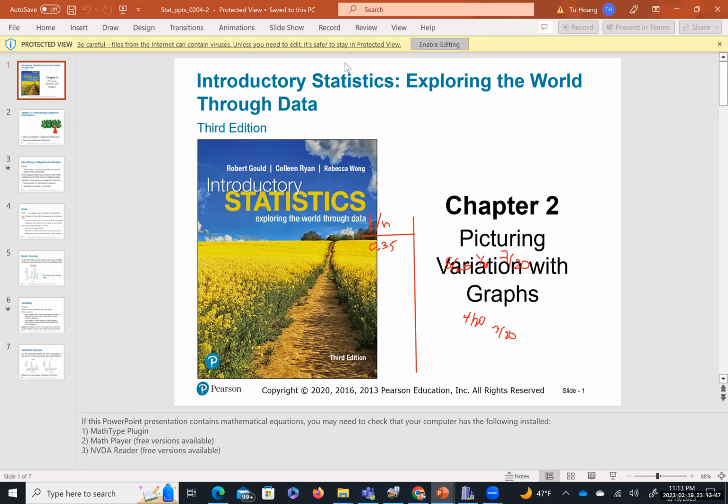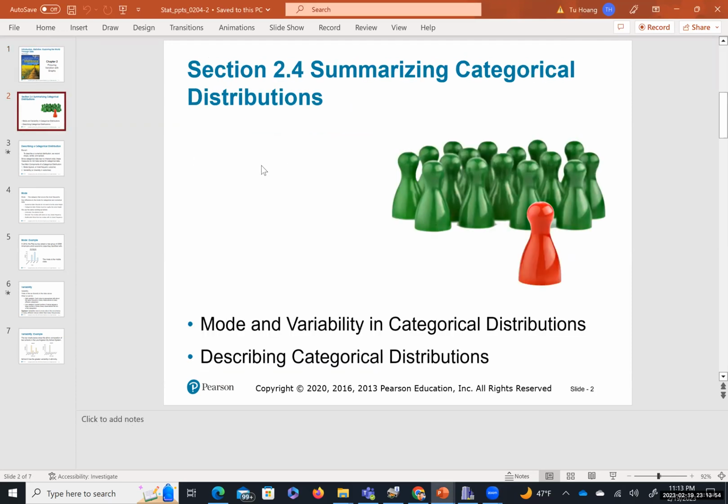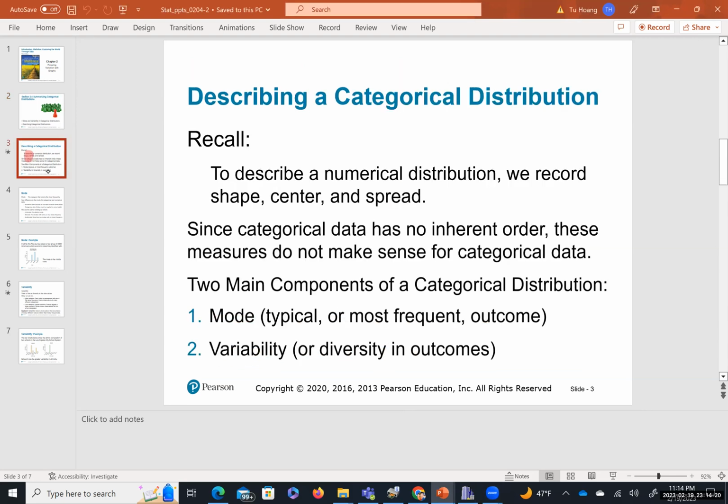All right, so we keep working with picturing graphs and picturing variation with the graph. Right now we're still working on categorical distribution. We want to focus on mode and variability in categorical distribution. We also want to describe categorical distribution. Okay, so let's move to the next slide.